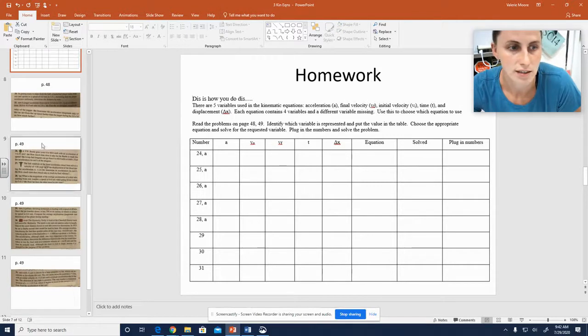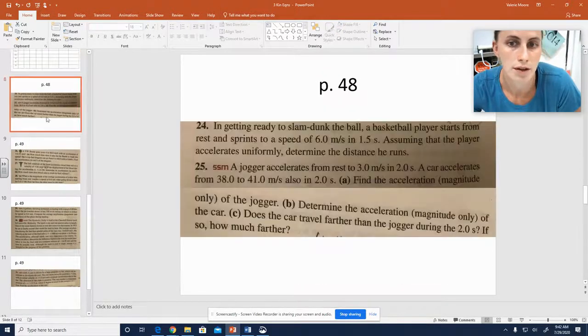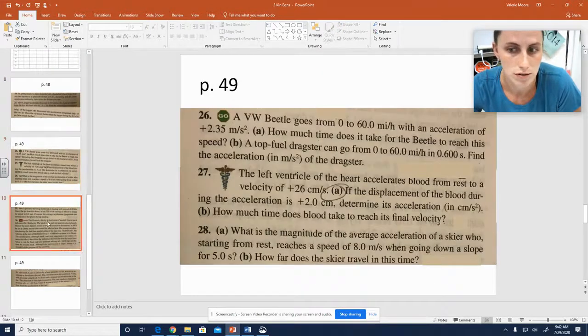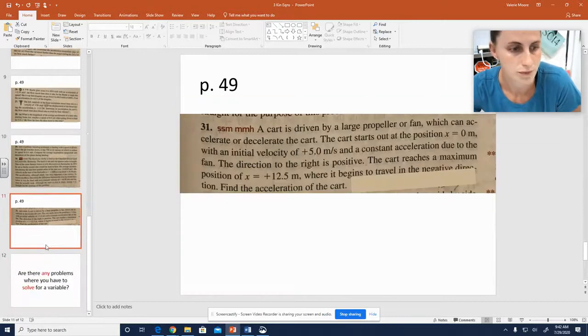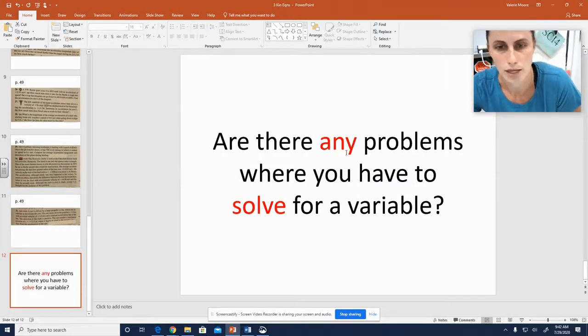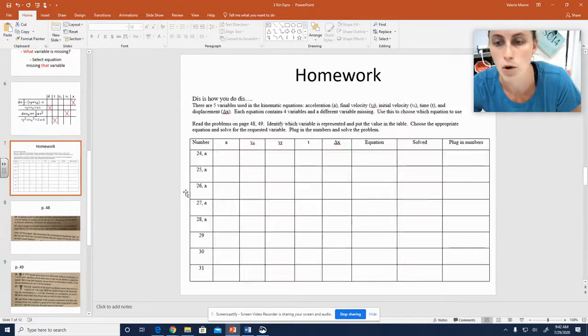And the last thing to think about. Oh, here are the questions for you guys. Okay, they're all there for you. And again, are there any problems where you have to solve for the variable? You will not have to solve for all of them, only a few of them. If you do have to solve them, you'll put it right here in this column.